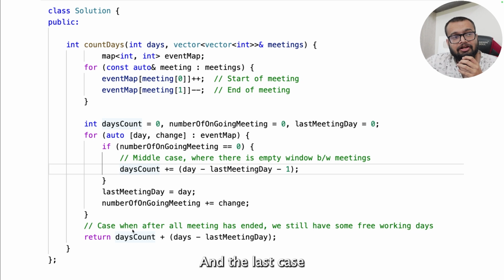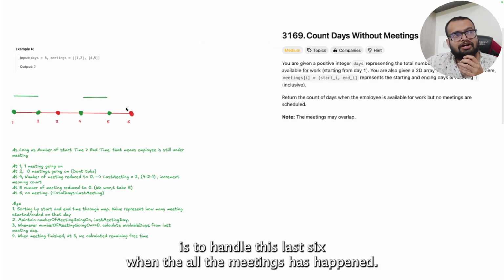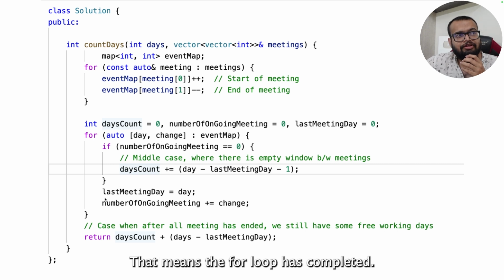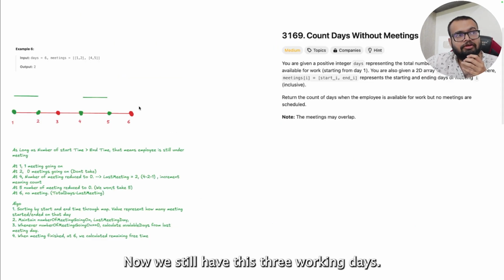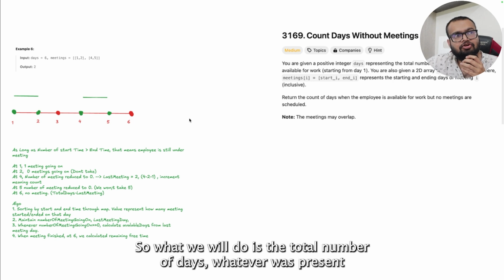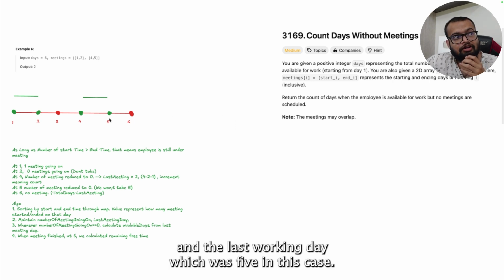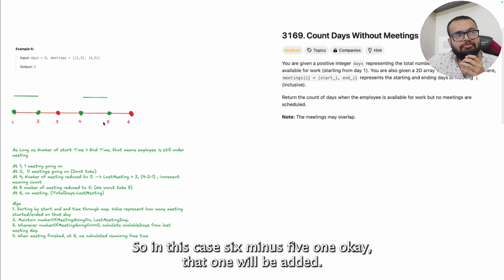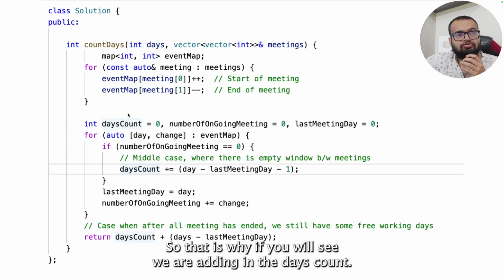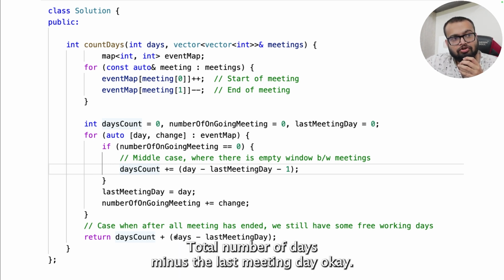And the last case is to handle this last 6. When all the meetings have happened, that means the for loop has completed. Now we still have free working days, and there can be many of them. So what we will do is take the total number of days and the last working day, which was 5 in this case. So 6 minus 5 is 1, and that 1 will be added. That's why we are adding to the days count the total number of days minus the last meeting day.